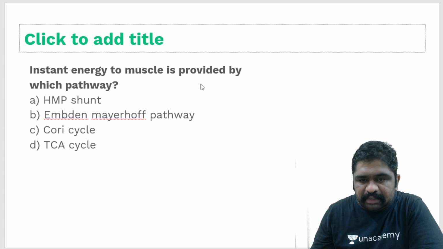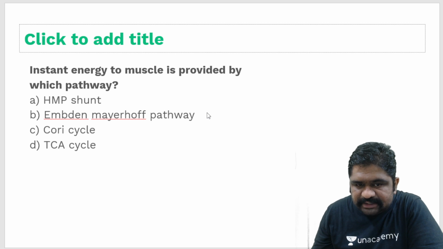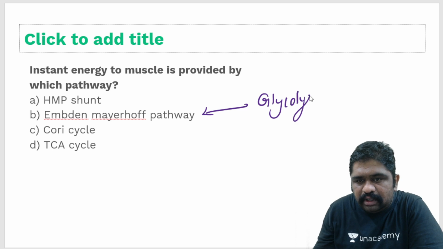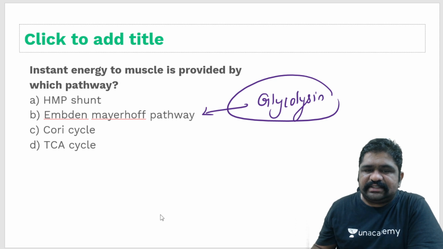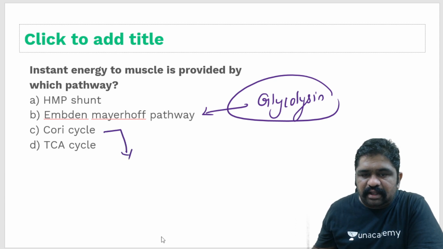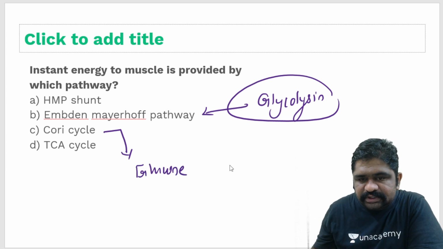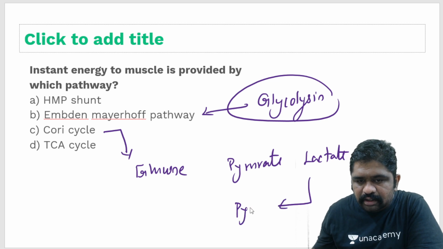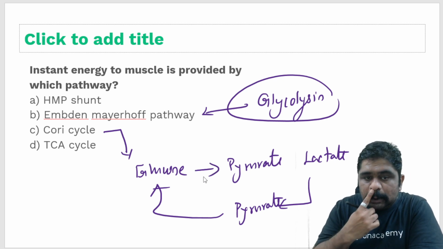The instant energy to muscle is provided by which pathway? The instant energy to muscle is provided by the Embden-Meyerhof pathway, also referred to as glycolysis. Why am I saying this? See, Cori cycle involves glucose, pyruvate, lactate, and again lactate, pyruvate, glucose synthesis. This is the Cori cycle.